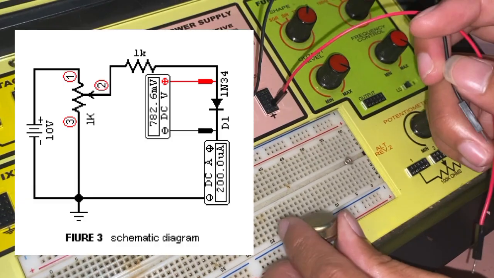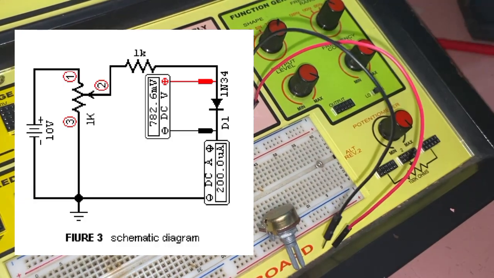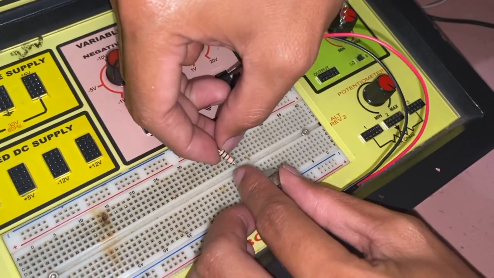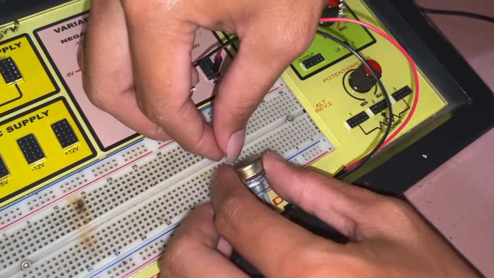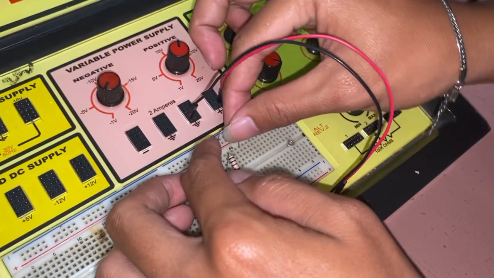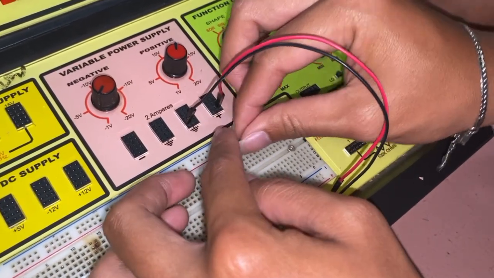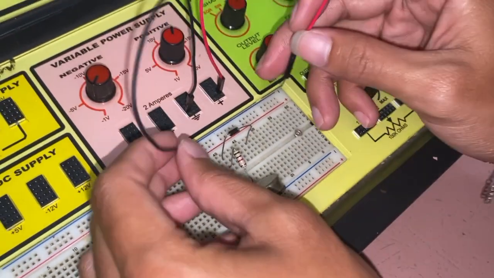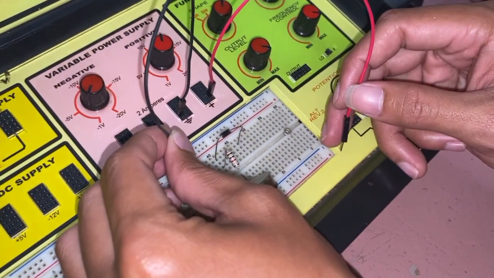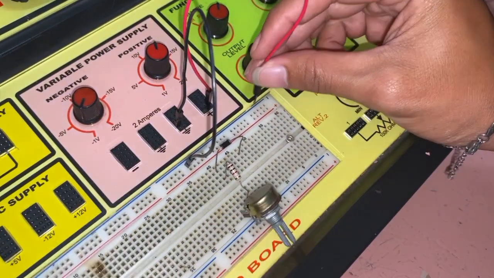So now, let's construct the circuit. Here is the provided schematic diagram. Attach the potentiometer and connect one end of the resistor to terminal B. Now, for the diode, connect the anode to the other end of the resistor. Connect the black jumper wire of the ground supply to the negative bus and the red jumper wire to the positive bus.